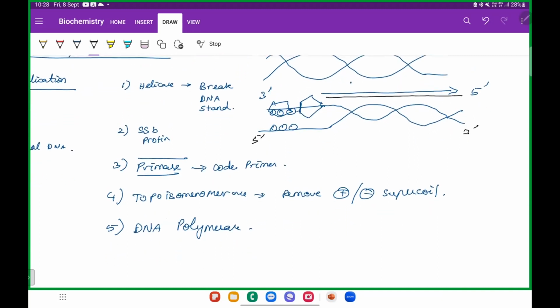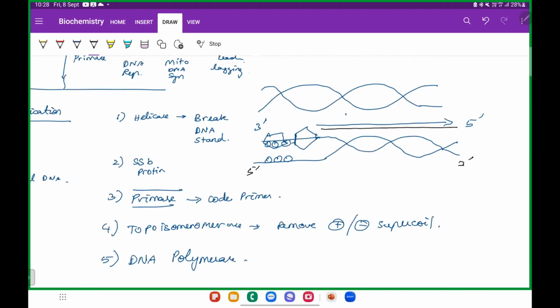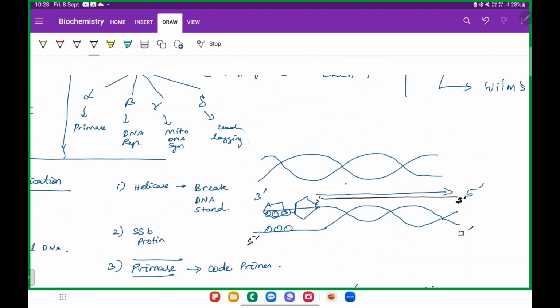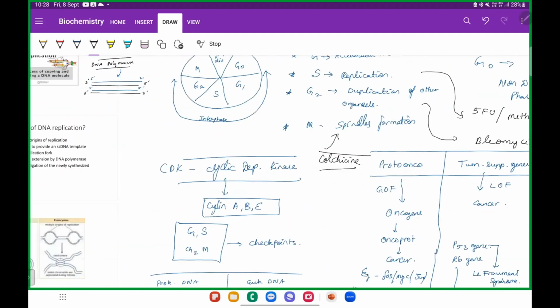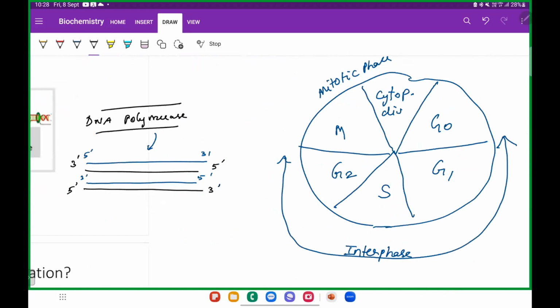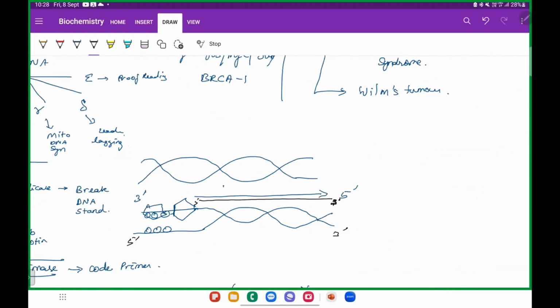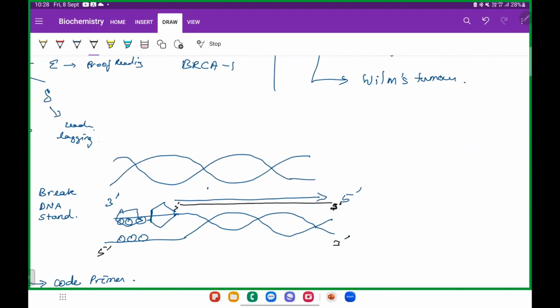So first, DNA polymerase is going to add nucleotides in the 5' to 3' direction. So this template is 3' to 5'. So how will it be? The new strand is going to be 5' to 3'. I already told you, right? So the new strand will be 5' to 3', adding the nucleotides from 5' to 3' direction.